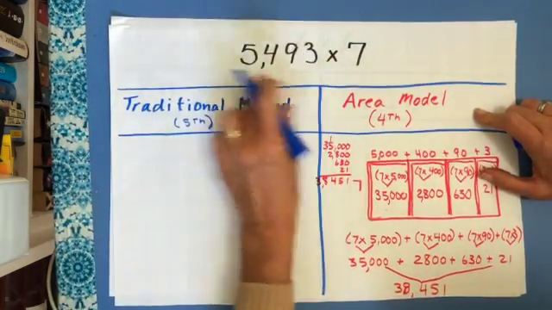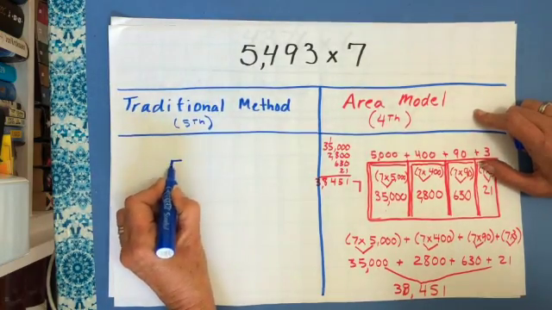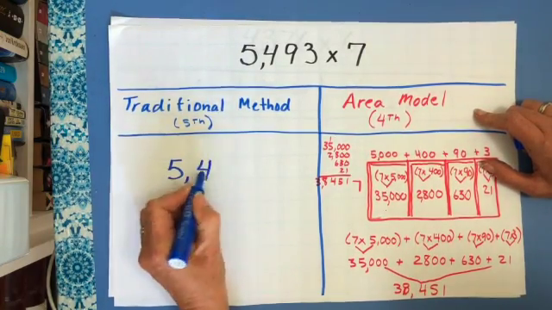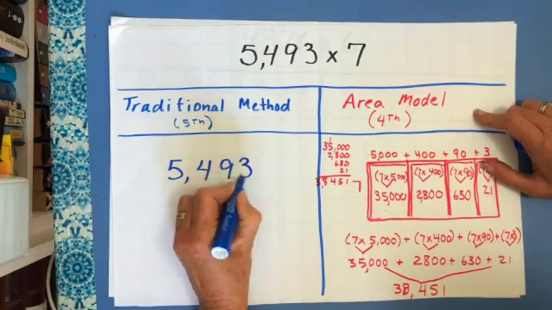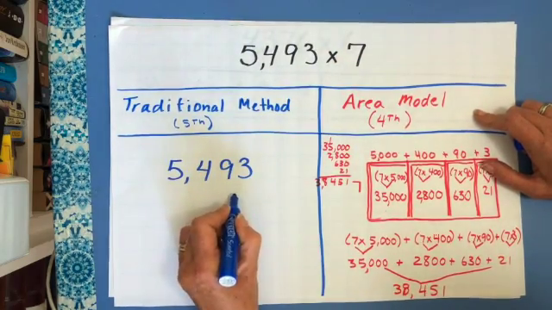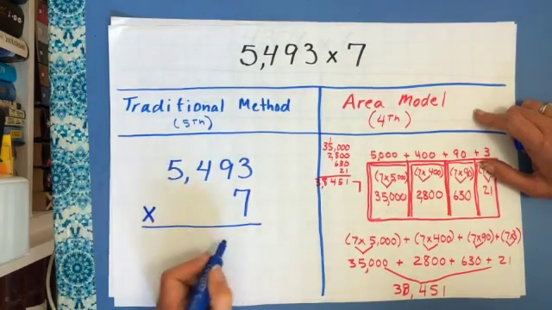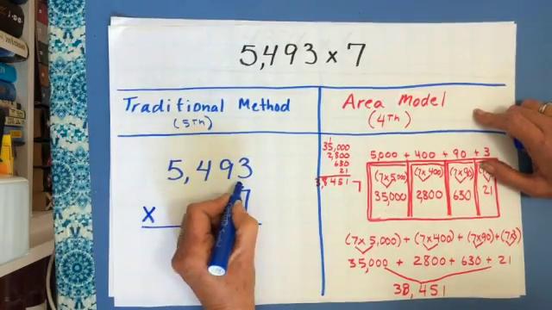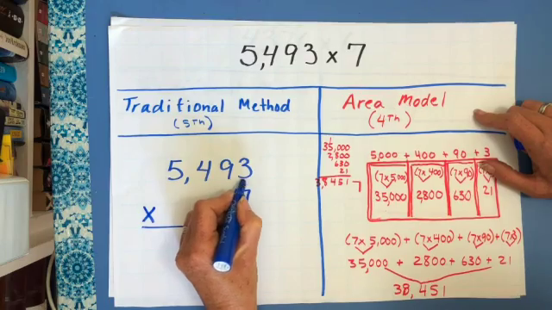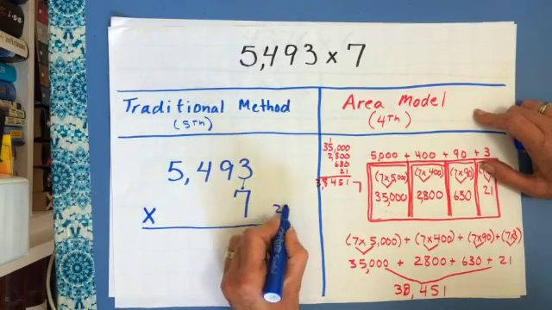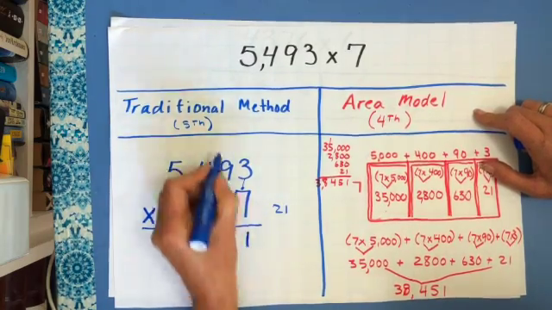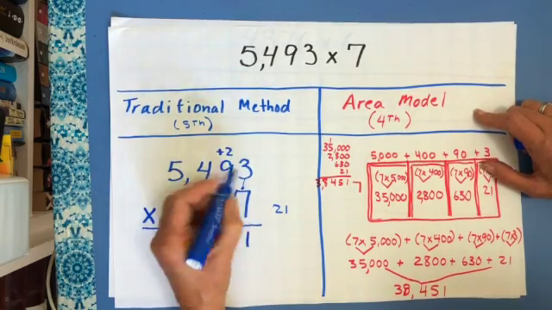So all I do is I write this number here. And then I write this number in the ones place. I write my equal sign and my times. And now I start in the ones house. So 7 times 3 is 21. The ones place goes down. The tens place goes up.